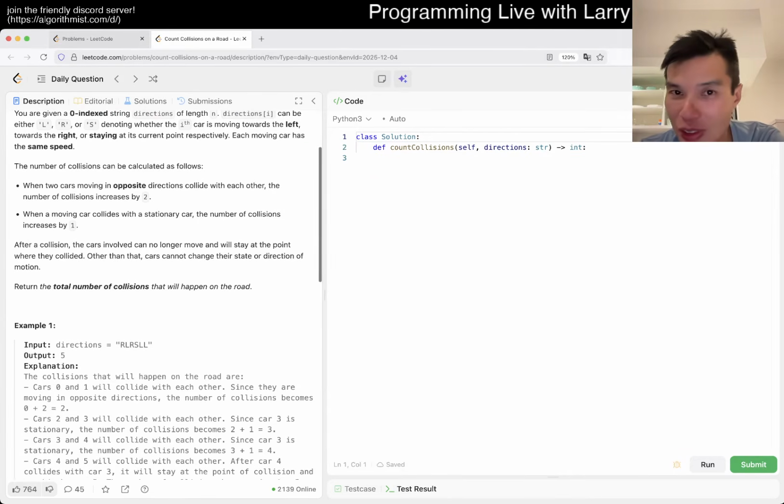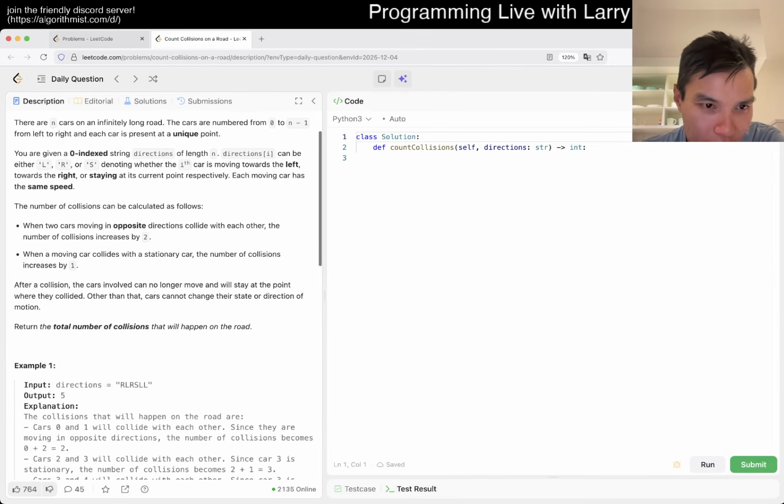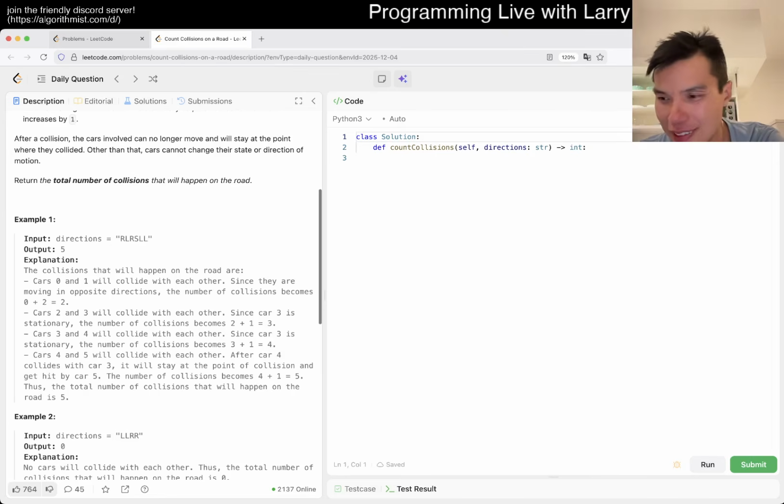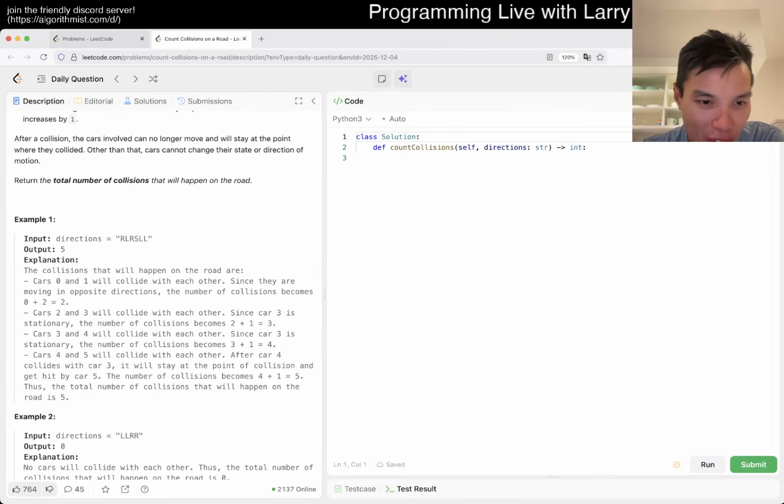One thing I will do right now is look at the example, because I'm not quite sure what they mean by no longer move and stay at the point where they collide. Does that mean other stuff could collide later? Okay, right. Because 0 and 1 collide, and then R collides with S, S collides with L. Okay, this makes sense. 2 and 3 will collide, S and L will also collide, and 4 and 5. Okay, so that's the part that I wasn't clear about from reading the problem. After 4 collides with 3, it then gets hit by 5.